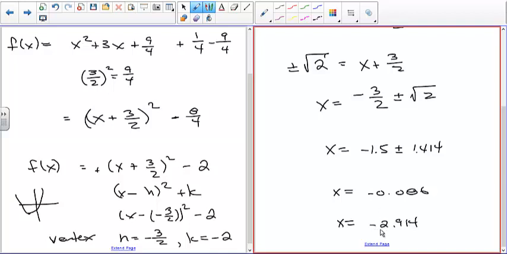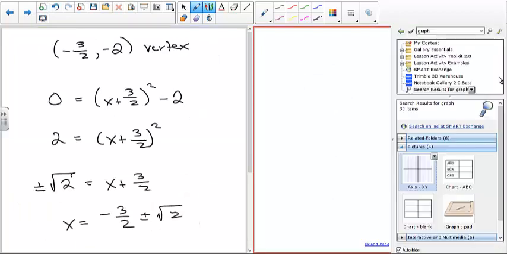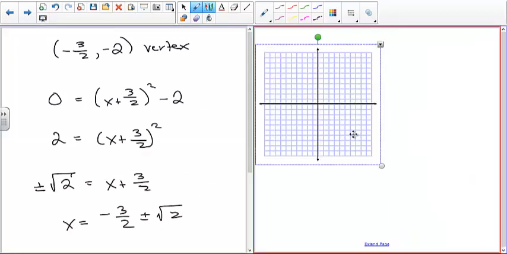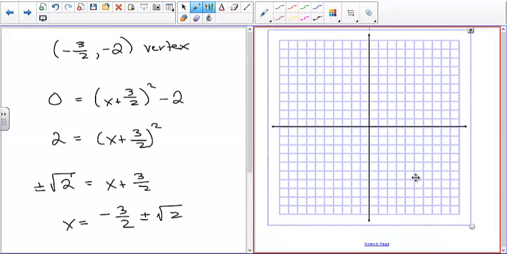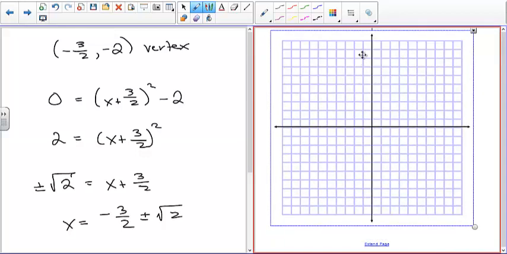Obviously, we're not going to plot them that close. This is approximately equal to negative 0.1, and this is approximately equal to negative 2.9. Okay, so now let's draw the graph. So we're going to get our graph paper out. And we'll just go ahead and go from -10 to +10. So the vertex is -1.5, -2, so that puts you right there.